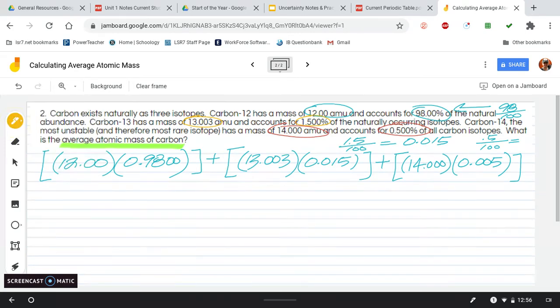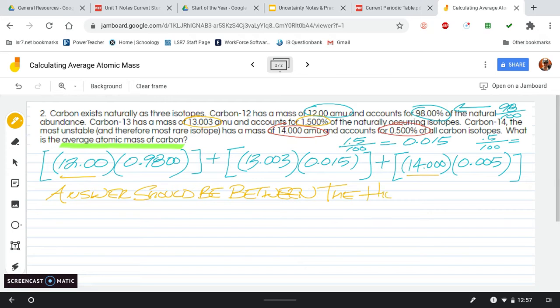We've got a 12, a 13, a 14. So it's got to be between 14 and 12. If I get an answer between 14 and 12, then I know that I got it right. So that might be something worth writing down, that our answer should be between the highest and the lowest number because it's an average, right?